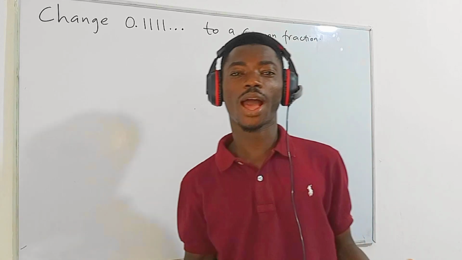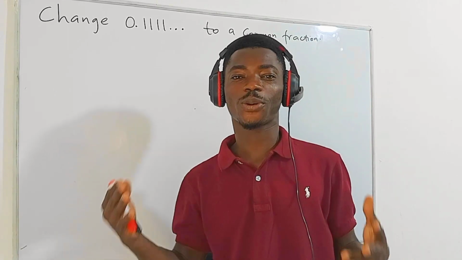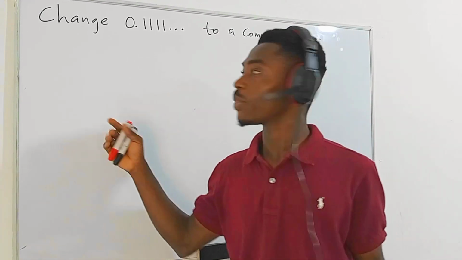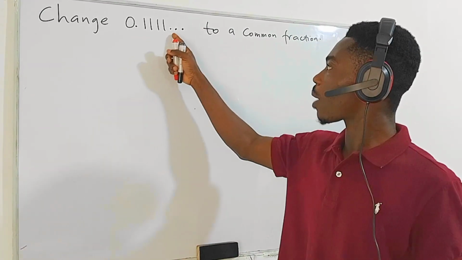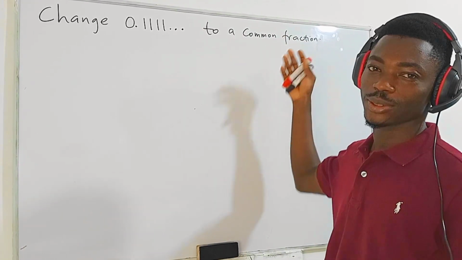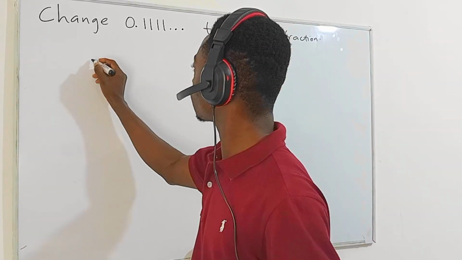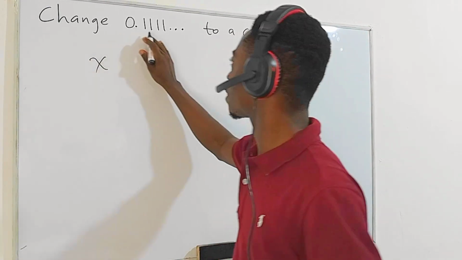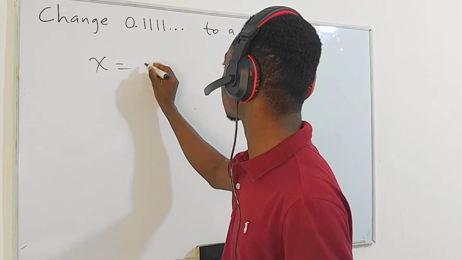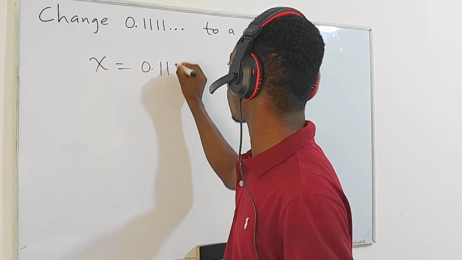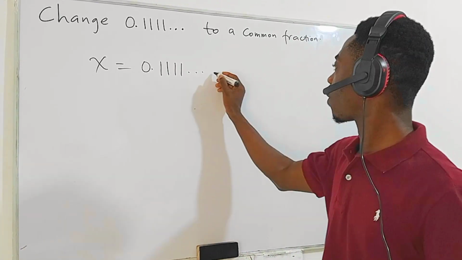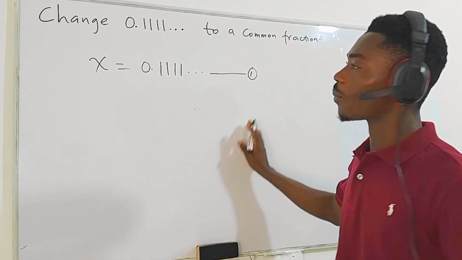All right, let's look at how we can change recurring decimals or terminating decimals to common fractions. And we have an example right here. Change 0.11111 up to infinity to a common fraction. So let's start. The very first thing we want to do is set this decimal number to any variable. In our case, I will say x is equal to 0.11111 up to infinity. And this time we can call it equation 1.